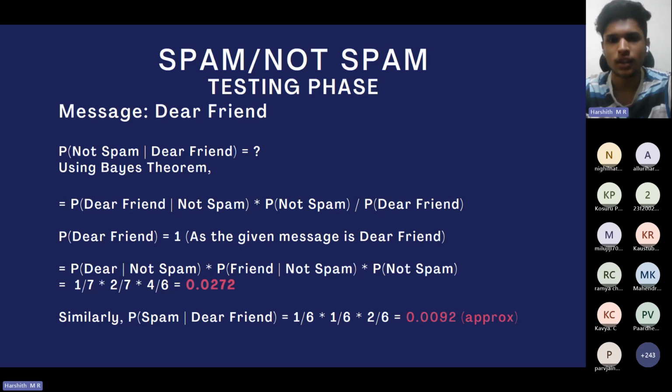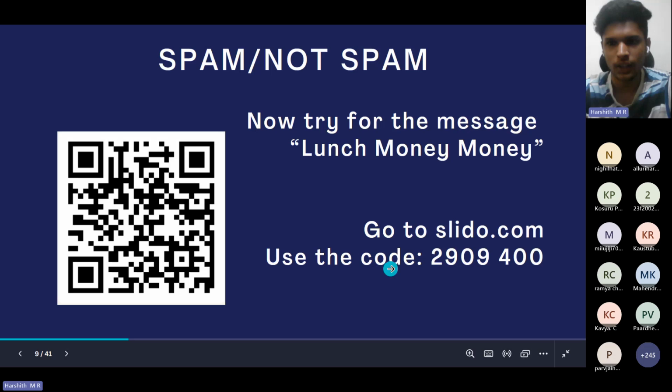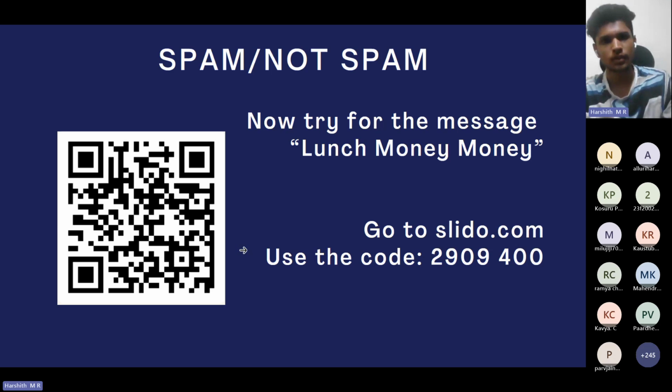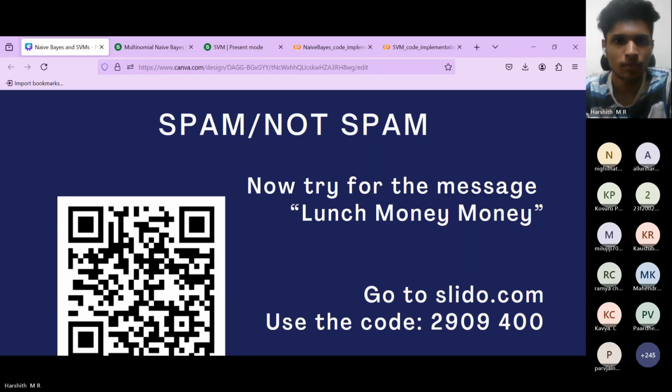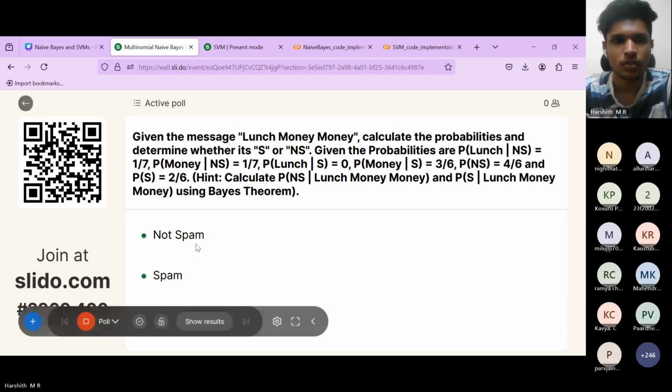So for you to try out, I have an example. You can try for the message "lunch money money". I have given all the probabilities in the Slido question. You can go to slido.com and use the code 2909400, or you can scan this QR code. I'll go to the Slido window. You can see the QR code, right?